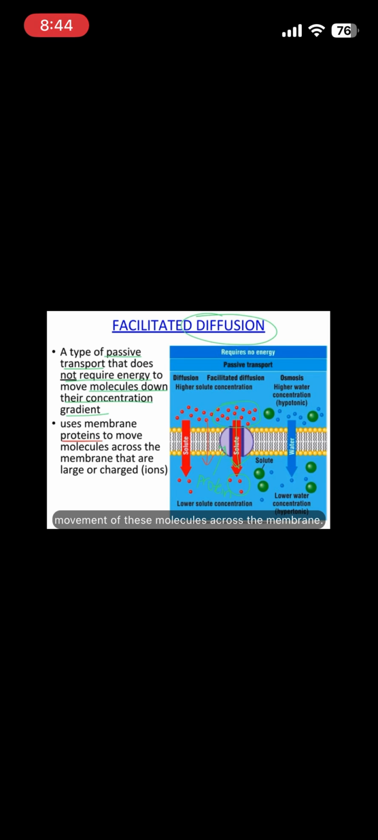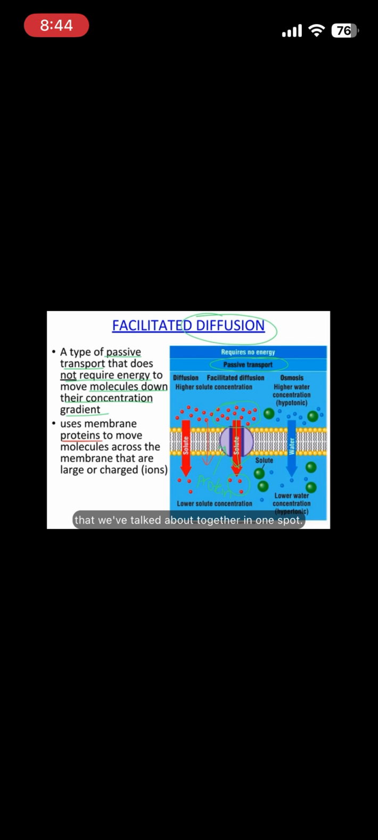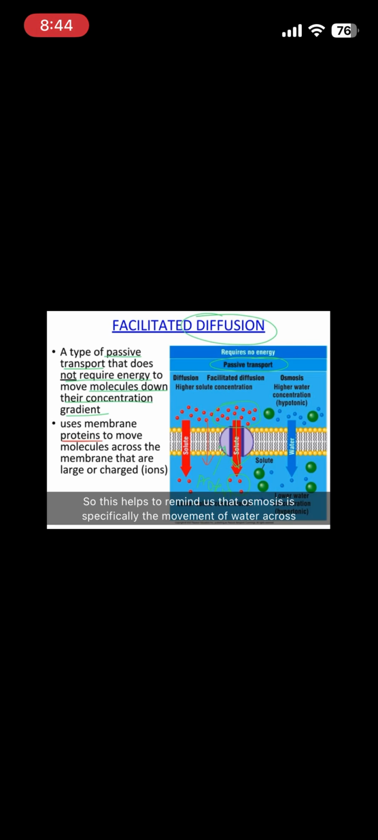This is a nice picture because it kind of puts all the different types of passive transport that we've talked about together in one spot. So this helps to remind us that osmosis is specifically the movement of water across the membrane from where it's in high concentration to where it's in low concentration. So notice that water will always move to the hypertonic area, to the area with greater solute concentration.